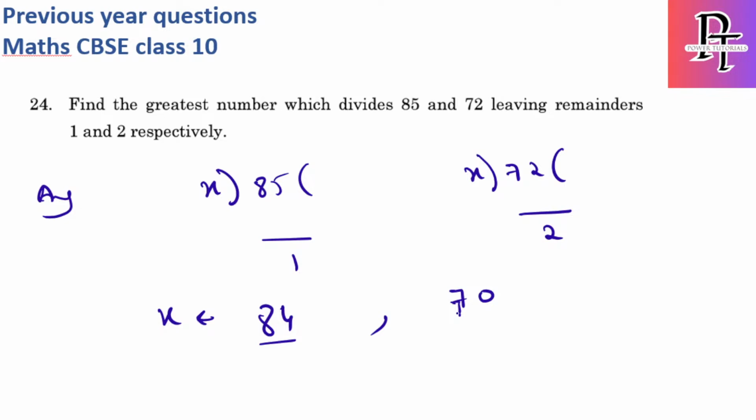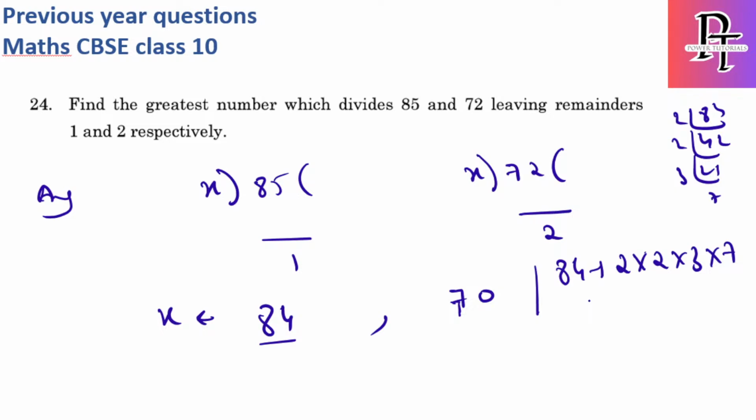So for 84, how can I write it? 84 is 2 into 42, 2 into 21, 3 into 7. So it is 2 into 2 into 3 into 7, whereas 70 I can write as 2 into 5 into 7. So which is common between these two? One 2 and one 7. So the HCF is 2 into 7, which is 14. So 14 is the highest common factor between these two.